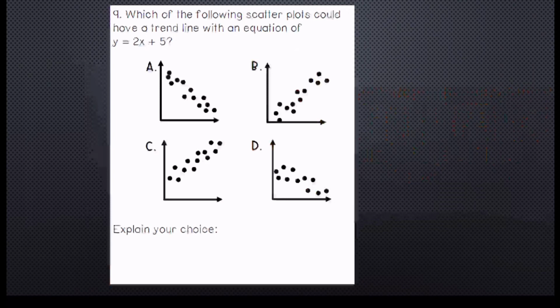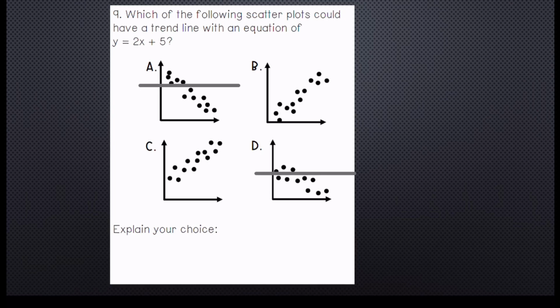So we can gauge based off our knowledge. They're wanting us to determine which scatter plot could have a trend line like this. Well, let's take a look. Y equals 2x plus 5. So if we want to look at this, our slope is 2 and our y-intercept is 5. So I can right away cross out A and D. Why can I cross out A and D?